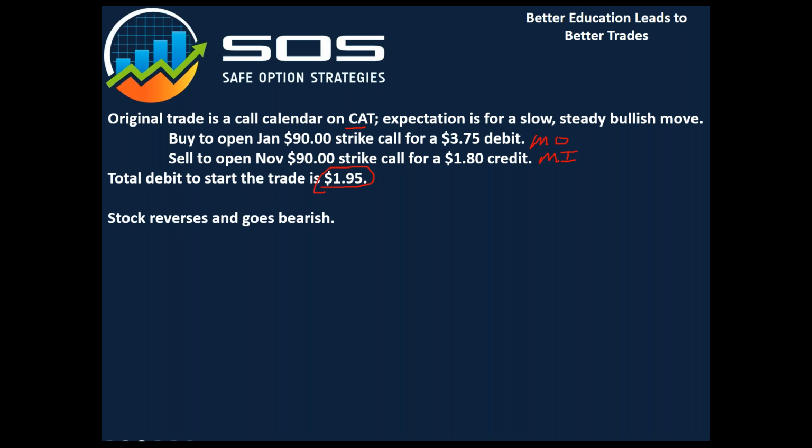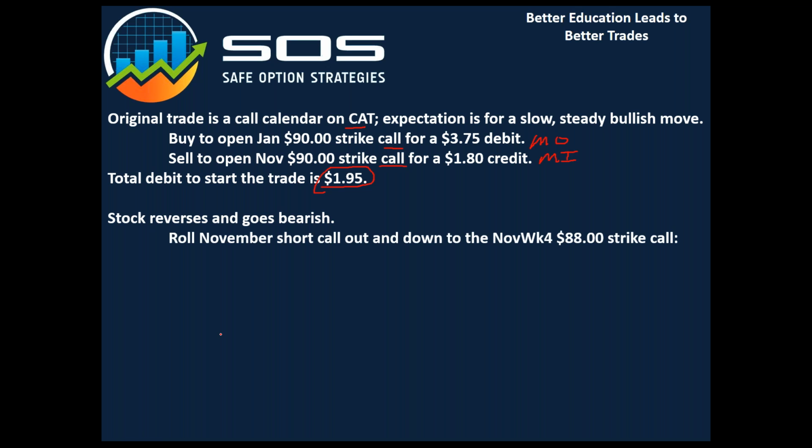So the stock reverses and goes a little bit bearish on it. We're expecting a flat trend to maybe ever so slightly bullish, because we decided to use a call calendar instead of any type of a put calendar. So the stock reverses and goes bearish. We roll our November short call out 1 week from the November monthly. If this just says November, it's always the monthly. We roll it out to the November week 4, and we roll it down 2 strike prices to the 88 strike price, and it looks like this.